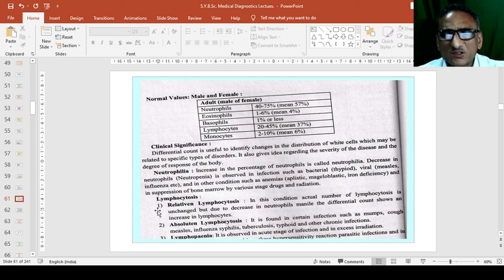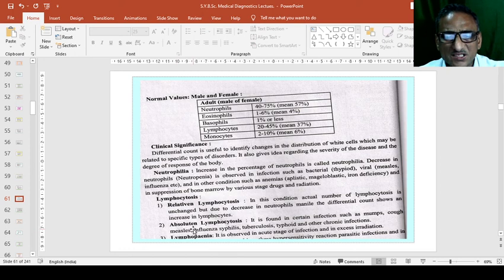And lymphocytosis includes relative lymphocytosis. In this condition the actual number of lymphocytes is unchanged, but due to a decrease in neutrophils, the differential count shows an increase in lymphocytes. So these are the abnormalities which are studied by counting the differential count.